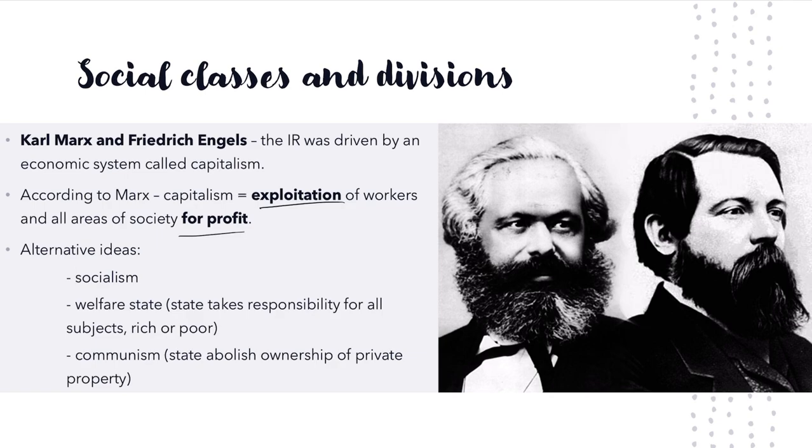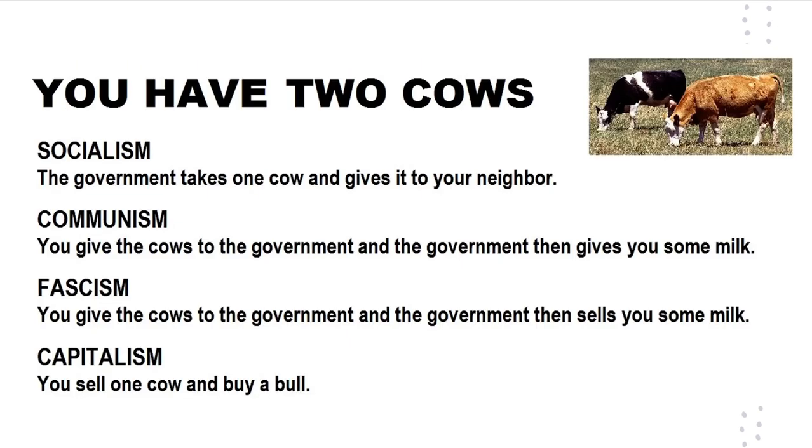So their idea was to come up with this socialist point of view where there's welfare provided for all people, regardless of whether you're rich or poor. And also this other system, which is the communist system, where private property was completely abolished. And we've got a fun little example here to show the differences between some of these political thoughts. So a little thought experiment. Imagine you have 2 cows. Great, awesome.